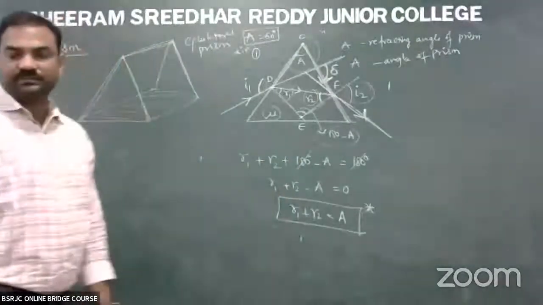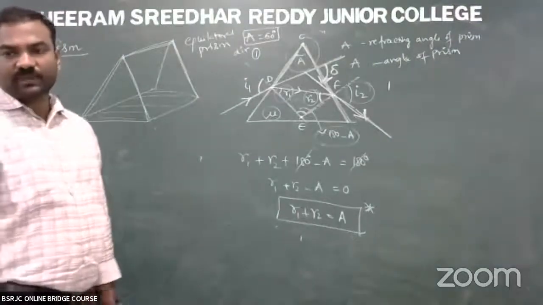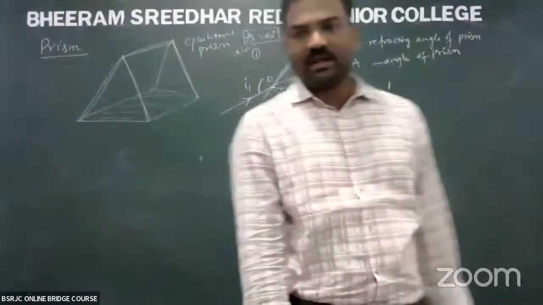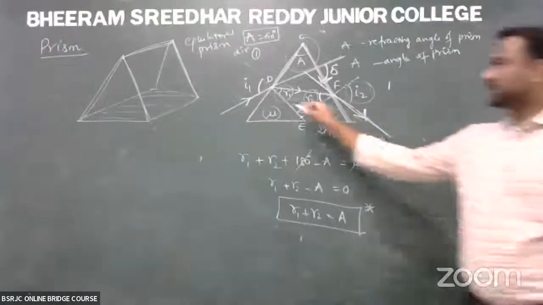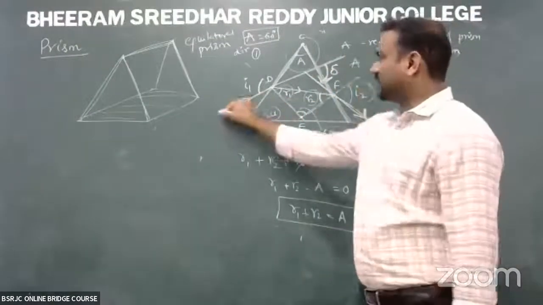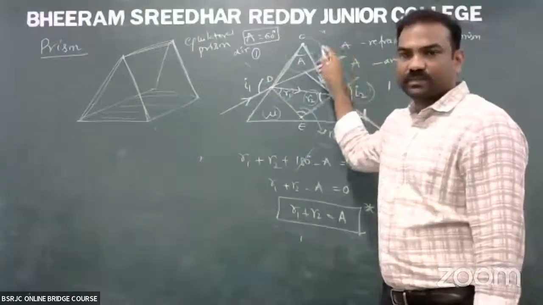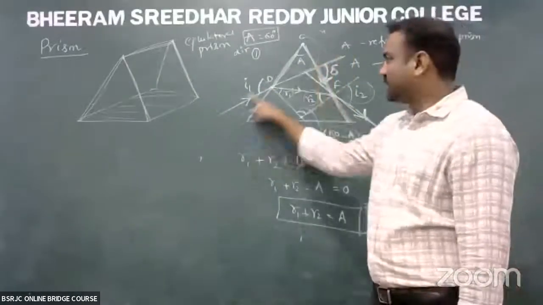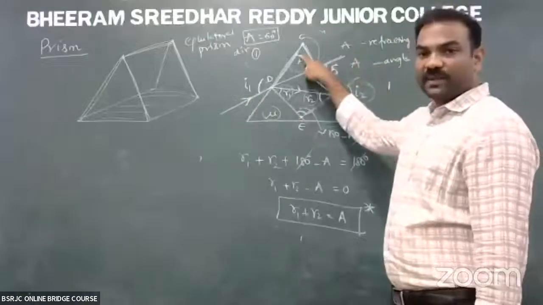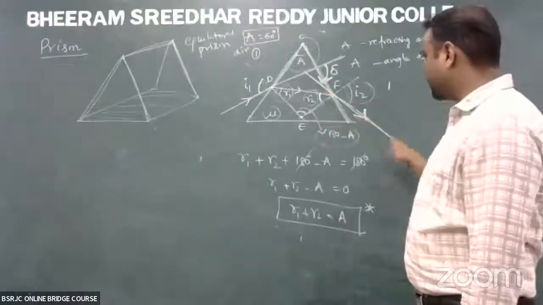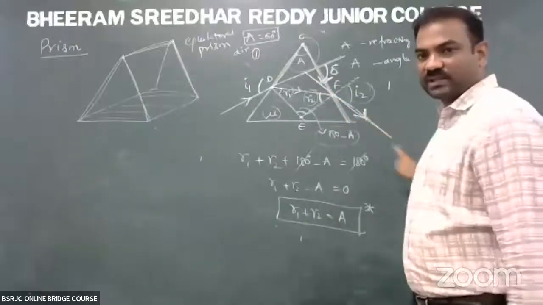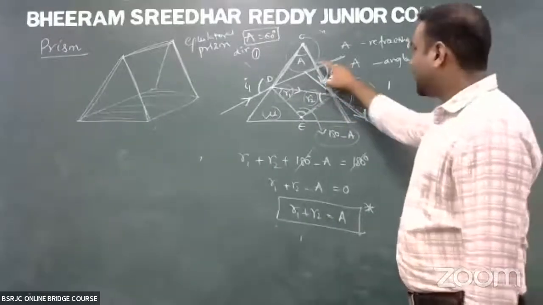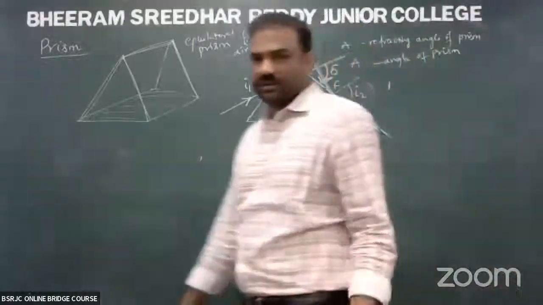Exactly, Charan, correct. Dipti, perfect. Extending the incident and emergent rays will give you the deviation angle, correct? So this is the incident ray. This is the path followed by the ray without the prism. If the prism is absent, the ray will go this way. Because of the prism, the ray is moving along this line, refracted in this direction. The angle between those two rays we call the angle of deviation.